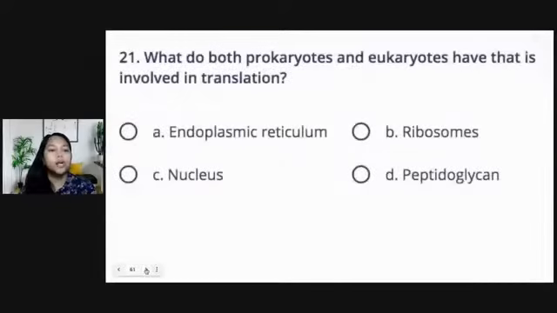We move on, 21. What do both prokaryotes and eukaryotes have that is involved in translation? Letter A, endoplasmic reticulum. Letter B, ribosomes. Letter C, nucleus. Letter D, peptidoglycan. What's the choice for 21?